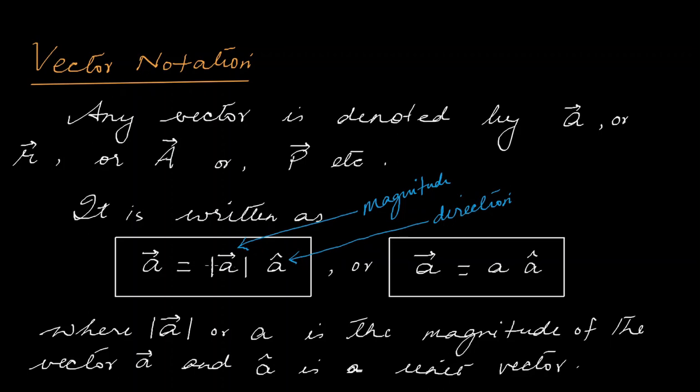So whenever you write a vector, this vector has both magnitude and direction. The magnitude is represented by the modulus of that vector, and the direction is represented by the unit vector. Sometimes instead of writing the modulus, you can just write A without a bar sign.